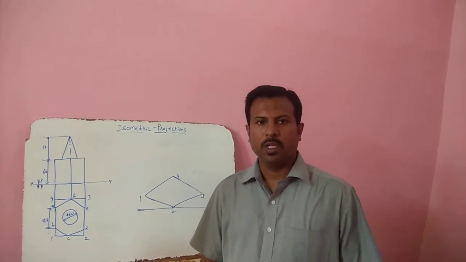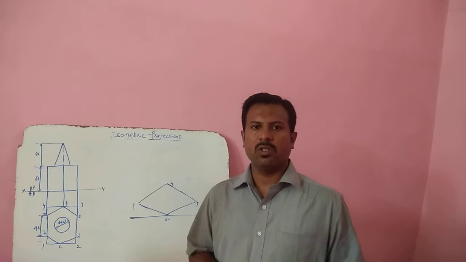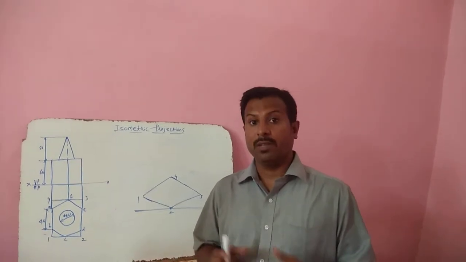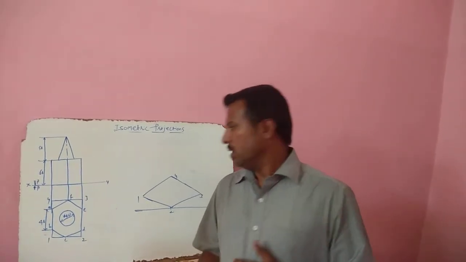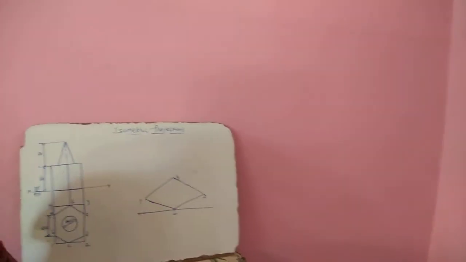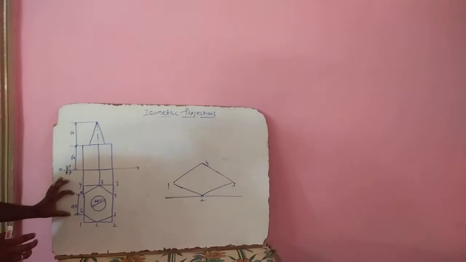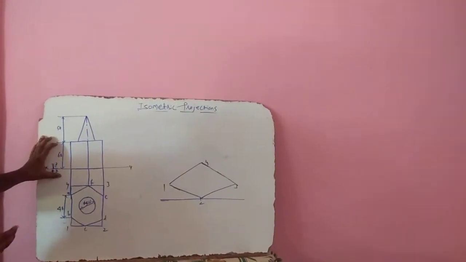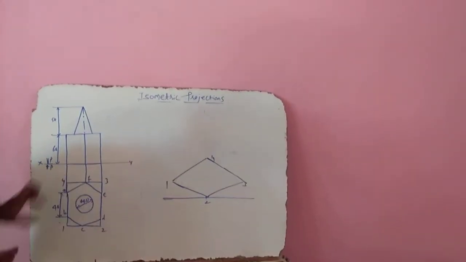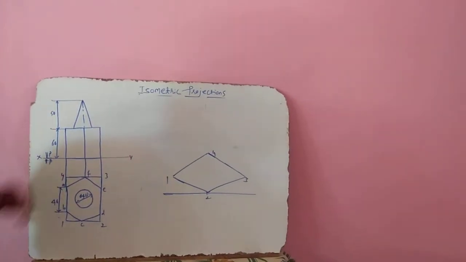Hello everyone. In this video, I'm explaining a problem in which there is a combination of a hexagonal prism and a cone. Straight away I'm explaining the orthographic projection of the given problem. Here we have a hexagonal prism of 40 mm side and 60 mm height, and a cone of 40 mm base diameter and 50 mm height.